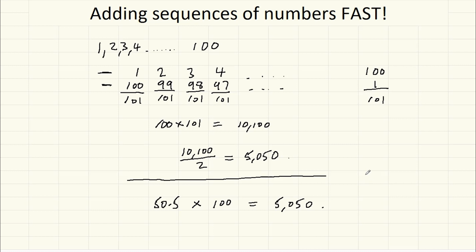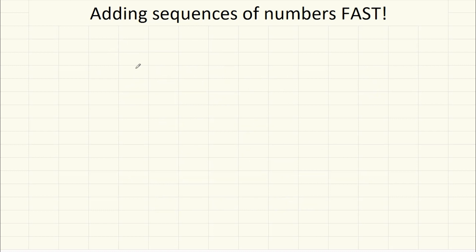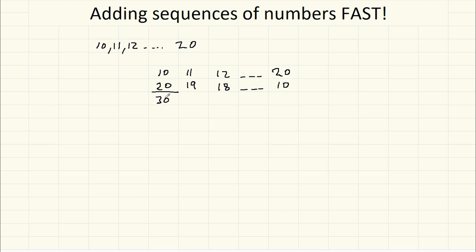Okay, let's try a different sequence. Let's try the sequence 10, 11, 12, etc., going up to, say, 20. How are we going to add those? Well, let's do it both ways again. We can do 10, 11, 12, all the way up to 20. And we can write it down again in the reverse order. So it's 20, 19, 18, all the way down to 10. Now, these now all add up to 30.